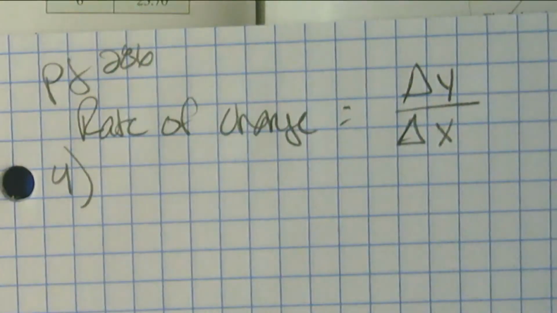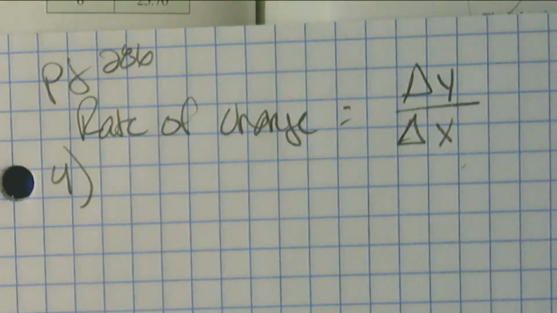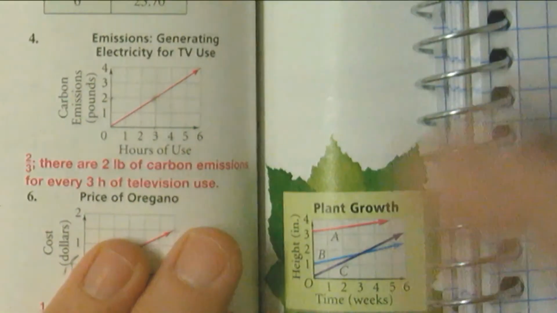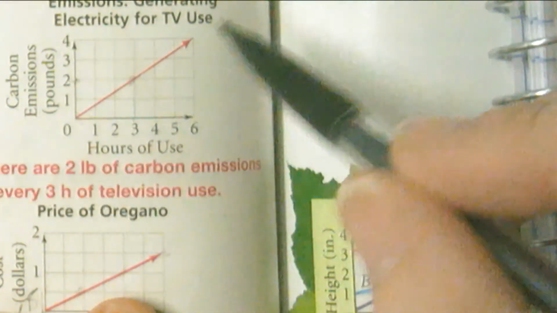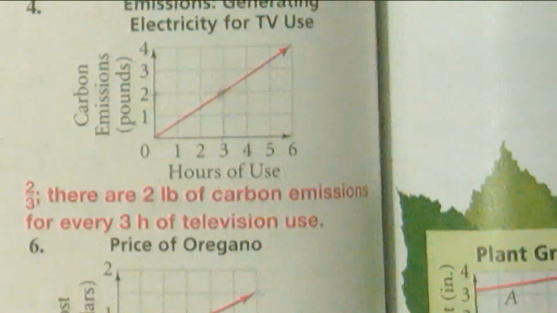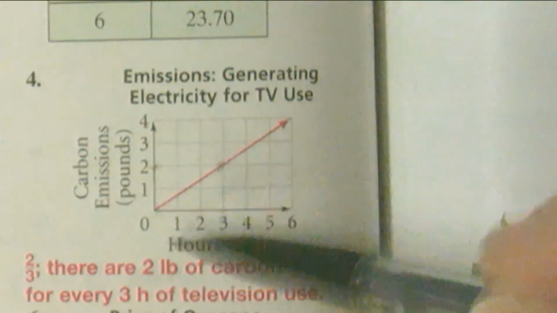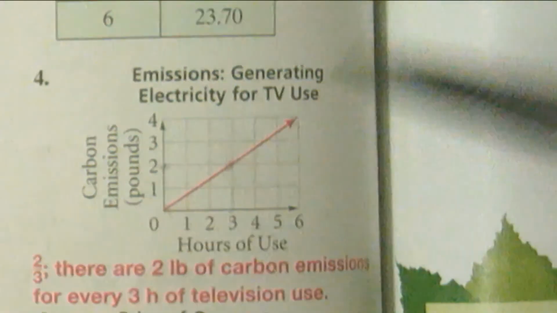All right. So this is page 286. This is number 4. All right. So for us to find the change in y over the change in x, I just need 2 points. So I'm going to go to my graph here. I'm looking at my graph for where my line crosses grid lines. Everyone's eyes are on the board, please. I'm looking on this graph to see where my red line crosses grid lines, because if they cross grid lines, I know exactly where that point is.